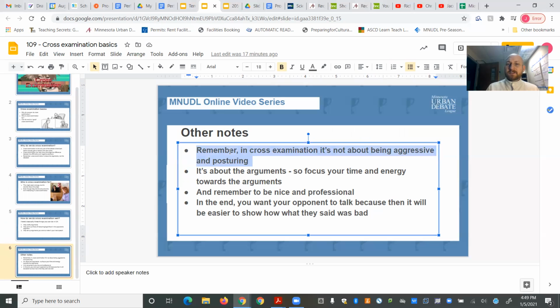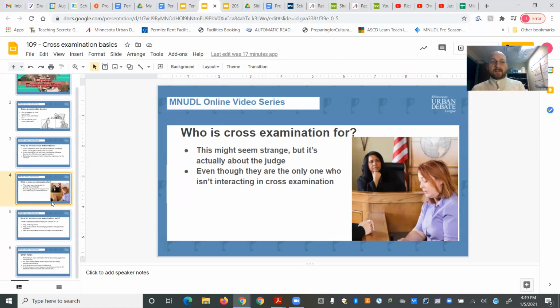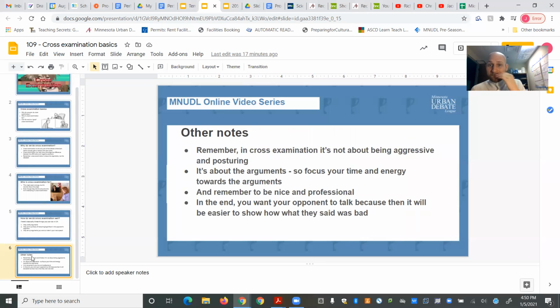Okay. Other notes about cross-examination. Remember, in cross-examination, it's not about being aggressive or posturing or being intimidating with the other team. That's not what good cross-examination looks like. If you think about cross-examination in a court or somewhere professional, the lawyers aren't screaming at the people that they're trying to cross-examine, right? It wouldn't make any sense.